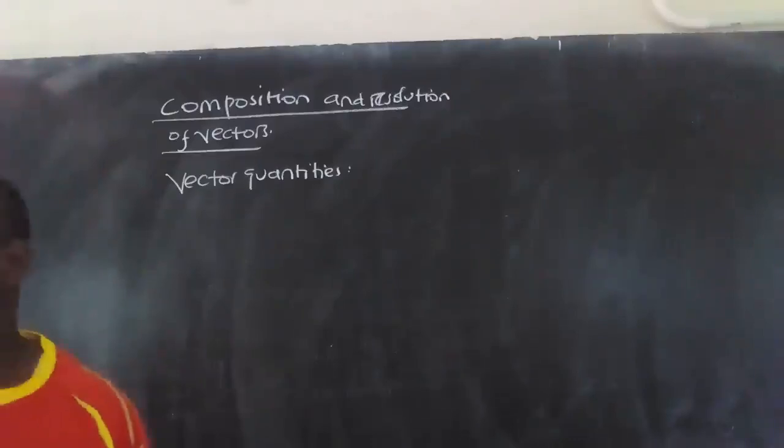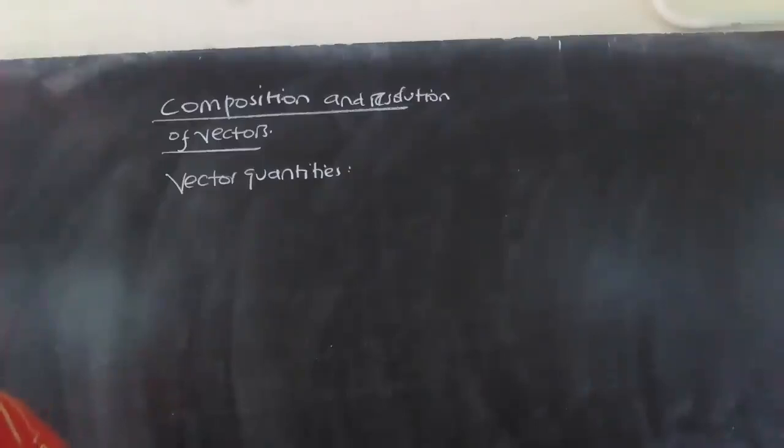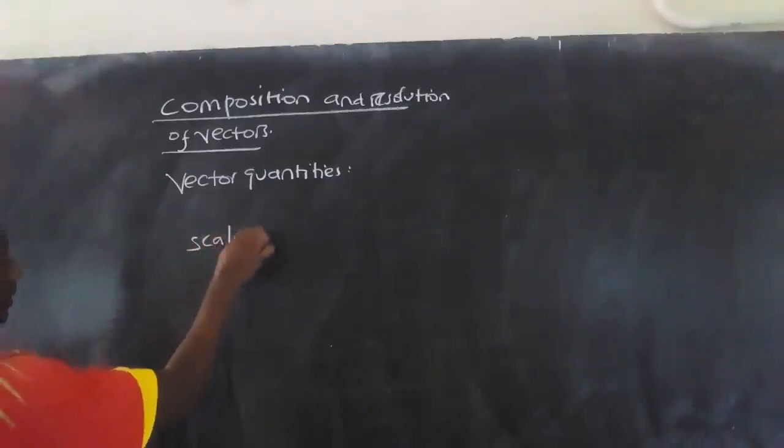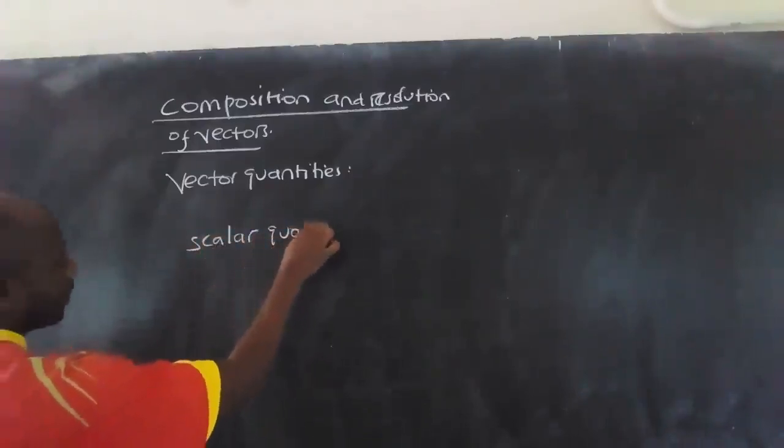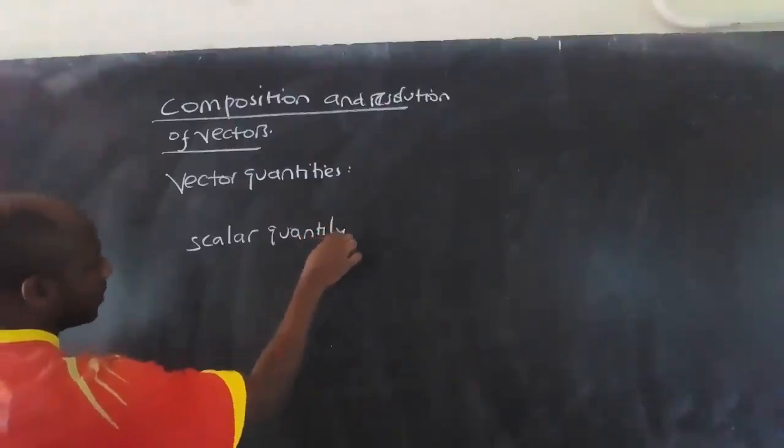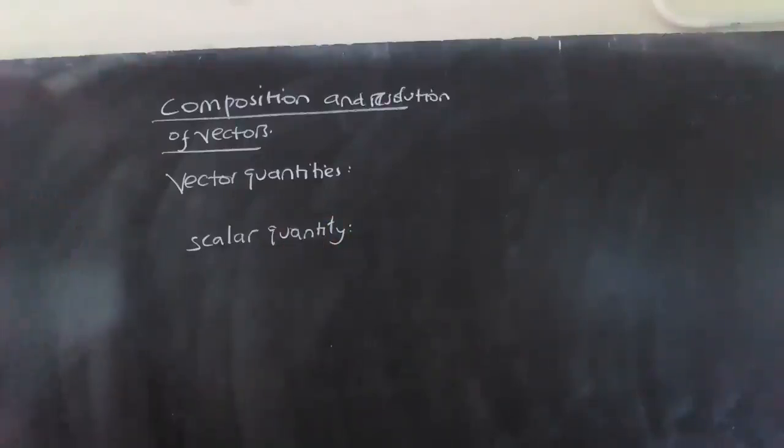Next, we say scalar quantity. A scalar quantity is a quantity with only magnitude, but without direction. E.g., distance, speed, time, temperature, density, mass, energy, etc.